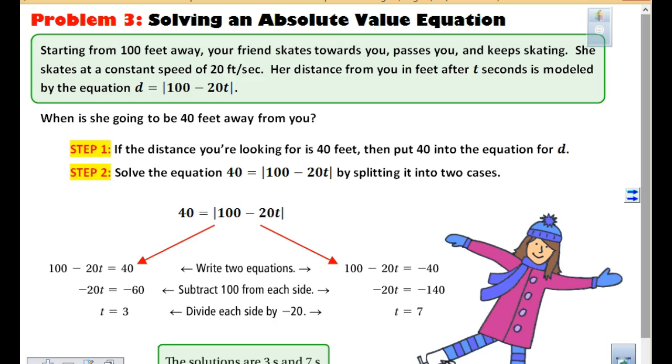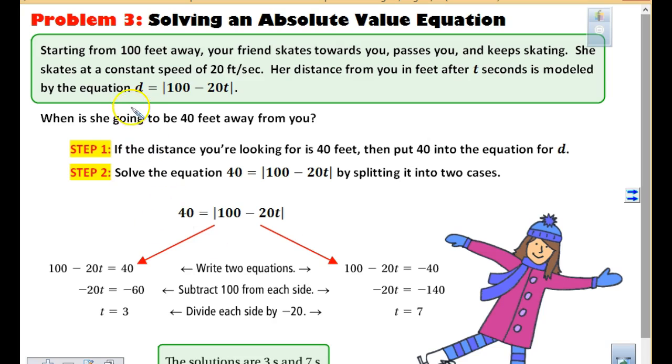This is the next section in your notes, if you keep going with your notes. In this problem, you're going to see situations like this a couple different times. On A7, you're going to see a problem that looks very much like this. You're always going to set it up in the same way. You start 100 feet away. A friend's skating towards you. She skates at a constant rate, 20 feet per second. Her distance from you in feet after t seconds is modeled by this equation.